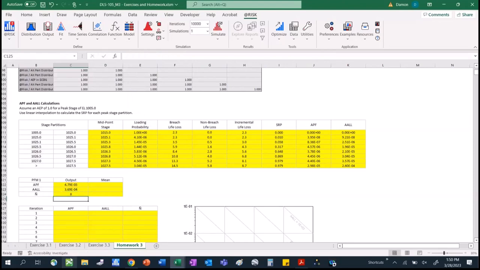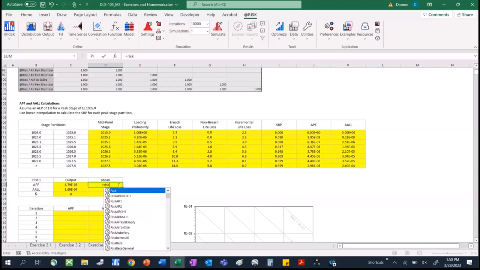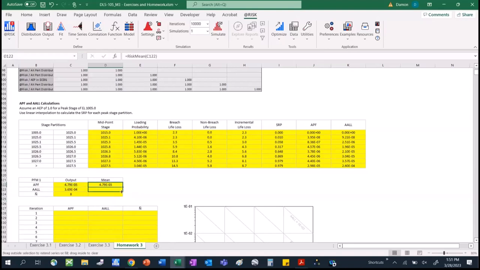So what all that's doing is it's flagging it so that when at-risk runs its simulation, it knows that we want it to store the output with every iteration that it runs. If I don't do that, all those numbers will change, and I can get a mean value, but I'm not going to be able to pull the iteration data. So if I want the iteration data, I have to flag things as output. In the next column, we're asked for the mean value. So that formula is going to be risk mean, and the single input is going to be that cell right there, C122 for APF. And we'll do the same thing here.